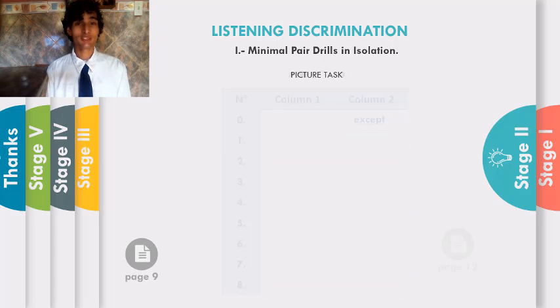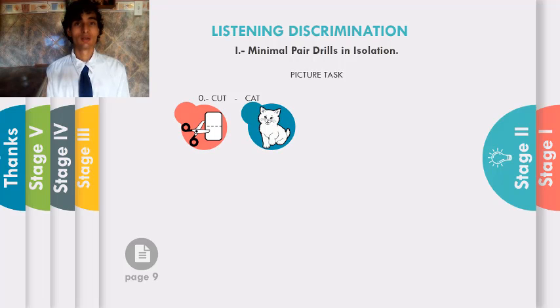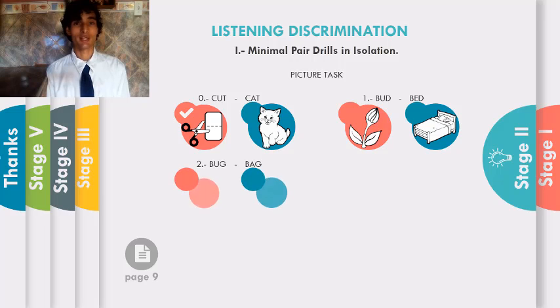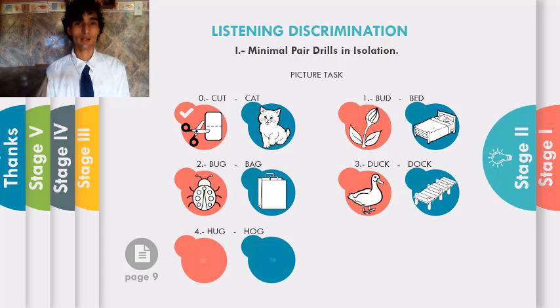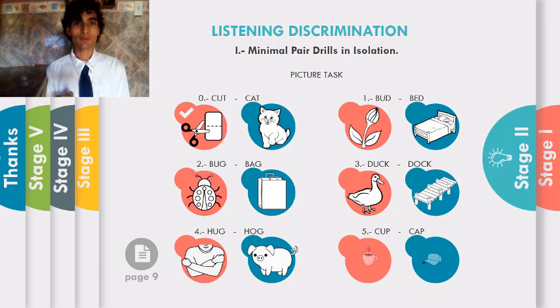Now let's go back to page 9 to do the picture task exercise for the stressed schwa sound. Listen carefully to the words I am going to say and place a check mark on the picture that I pronounce. For example, the first word is the word caught. Caught. So I place the check mark on the picture caught. You can find a similar picture task exercise for the unstressed schwa sound in page 12. Please go and check it out.